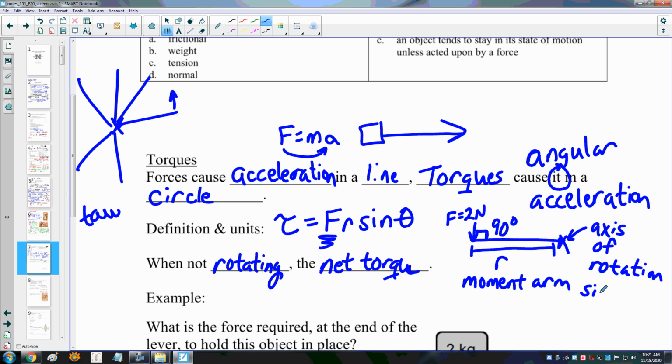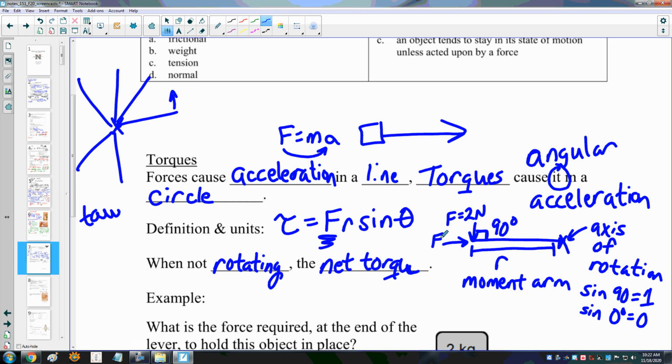And I just want to remind you that the sine of 90 degrees is equal to 1. The sine of 0 degrees is equal to 0. So I'll get a maximum torque from this force, but if I had a force pushing in this direction, I wouldn't get any torque at all.